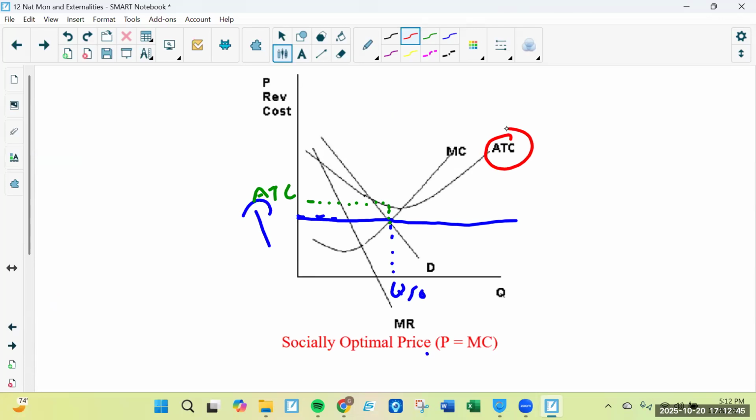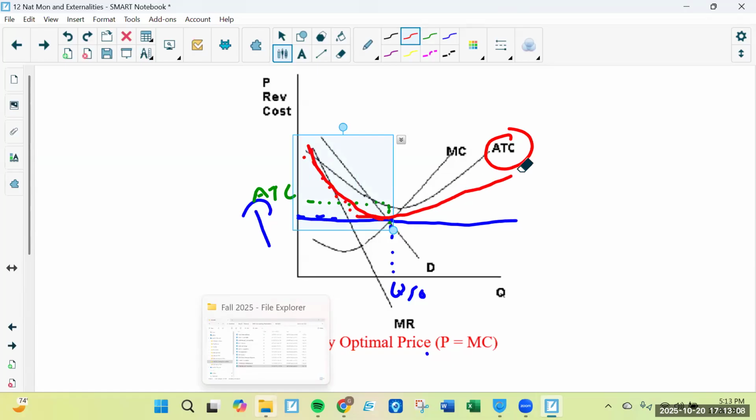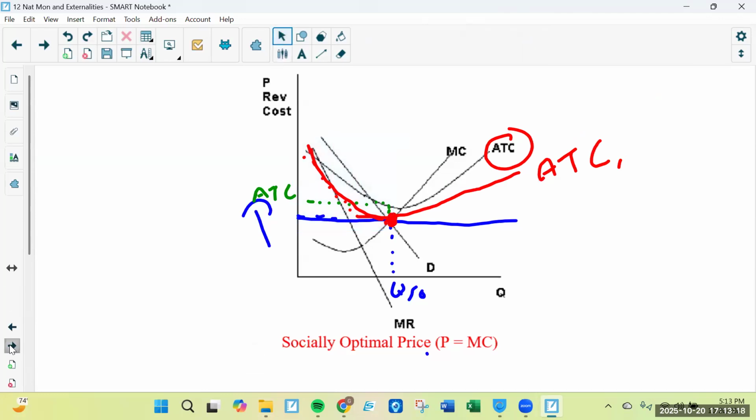Okay, so if you gave them a lump sum subsidy, then this average total cost curve would shift down, right? And that's what we want. We actually want to eliminate the loss. So we give them a subsidy, causing this ATC curve to shift down. And if you shifted it down like this, so here's your ATC1, so it's now here at that point, then you eliminate the loss. And so that's what the government would do.